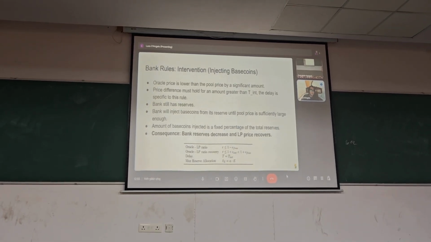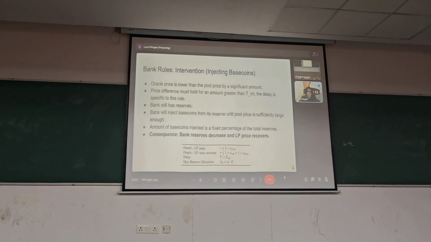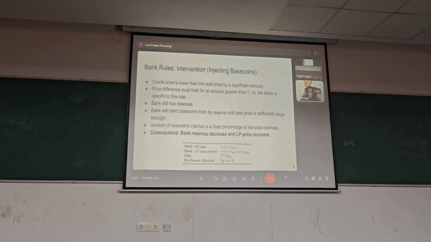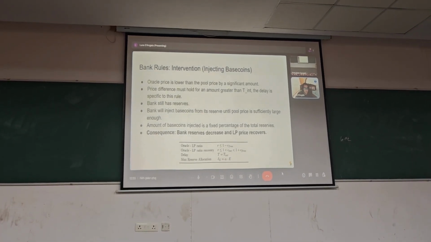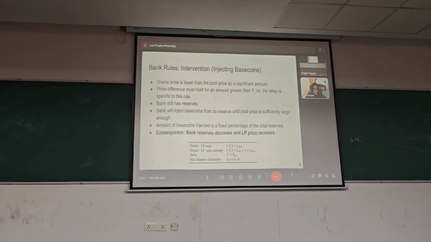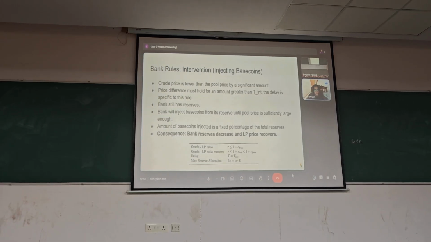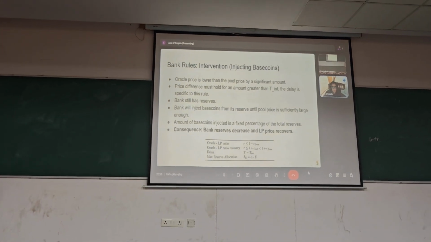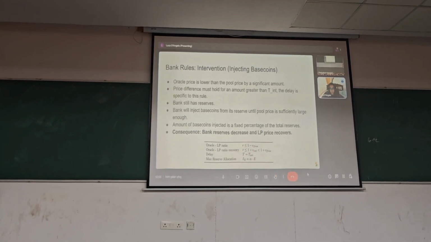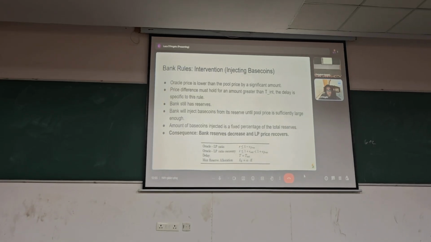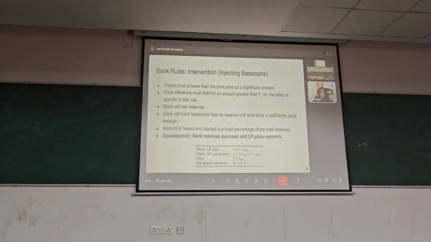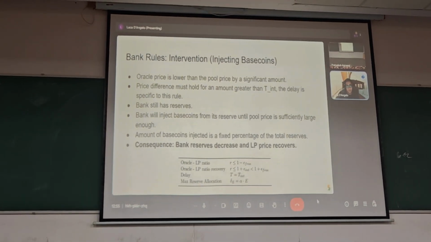So for the bank, when there's a depeg, the bank can intervene into the liquidity pool in two ways. The first is by injecting base coins. So if the oracle price is lower than the pool price by a significant amount, and the difference holds for a delay greater than T sub intervention, again, this would be like a primary data set, then the rule applies. In this case, the bank still has reserves, or must have reserves because you're going to inject. The bank will inject its reserves into the liquidity pool.